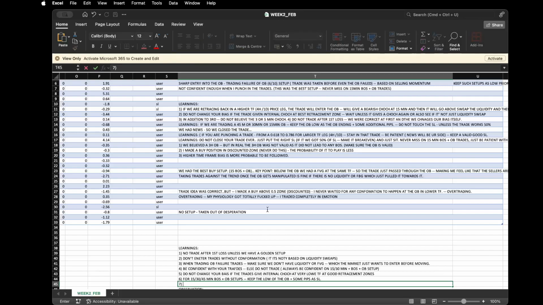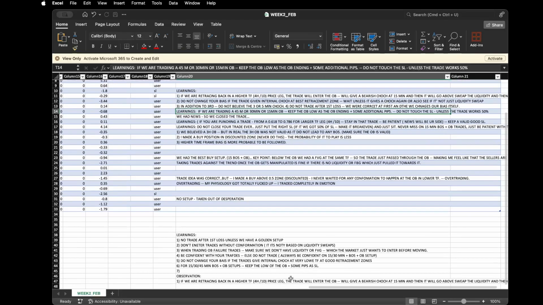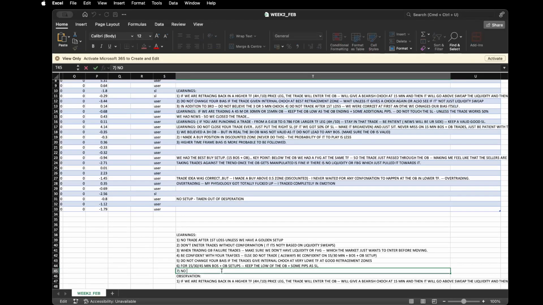Seven, do not touch the SL. No trailing until the trade works 50%.